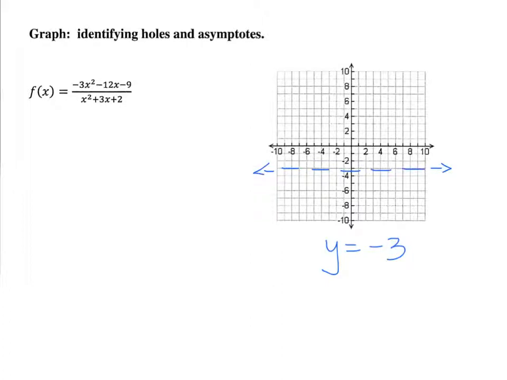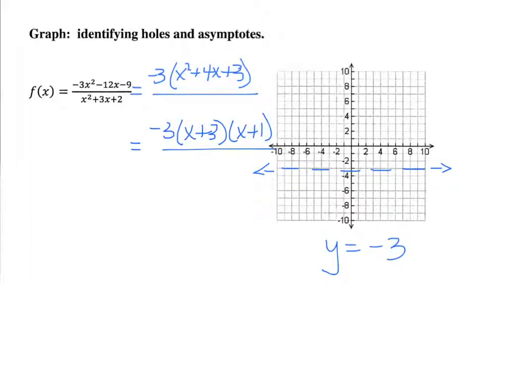Now we have to factor it to find the holes and the vertical asymptotes. So if I start with my numerator, this has a GCF of -3. Let's take that out first, which gives me -3 times x squared plus 4x plus 3. We'll get to the denominator in a minute. x squared plus 4x plus 3 factors with the Ma method. So if I continue, that's -3 times x plus 3 times x plus 1.